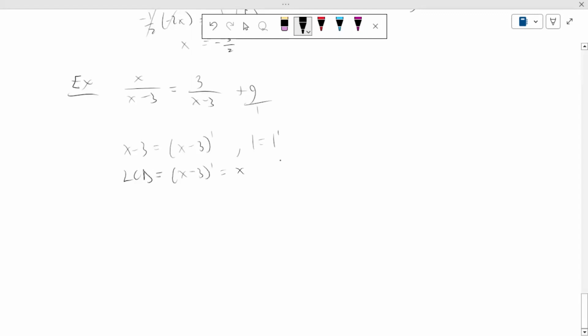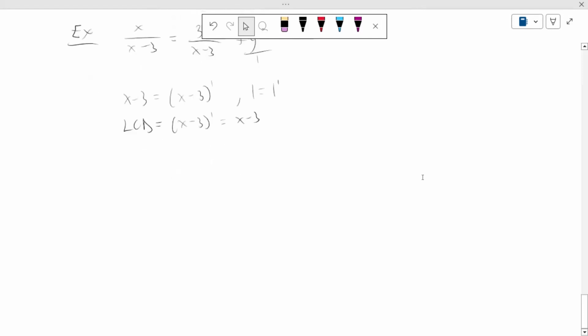All right, we have to multiply both sides of the equation by x minus 3. Okay. Now, when we do that, make sure you put your x minus 3 in parentheses. Yeah, because the entire quantity x minus 3 is getting multiplied on both sides. Okay. So on the left-hand side here, well, let me rewrite the equation first. X over x minus 3 equals 3 over x minus 3 plus 9 over 1, right? All right. And I'm going to multiply by x minus 3 on both sides of the equation.